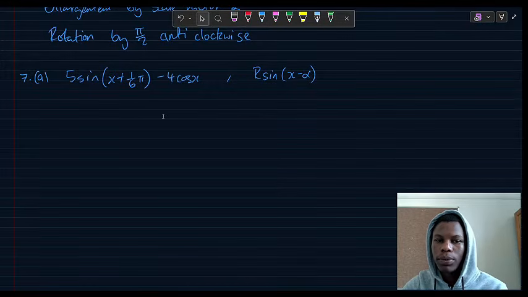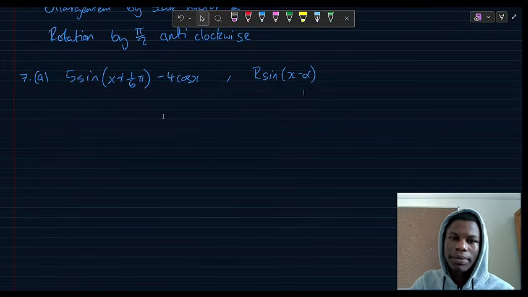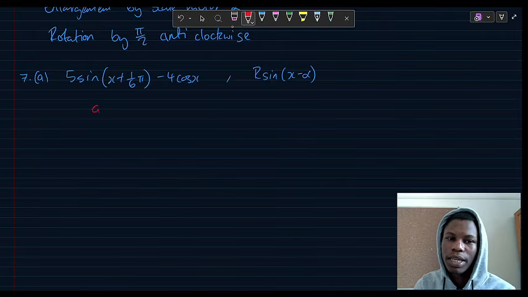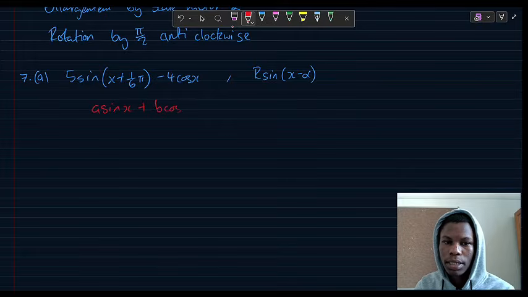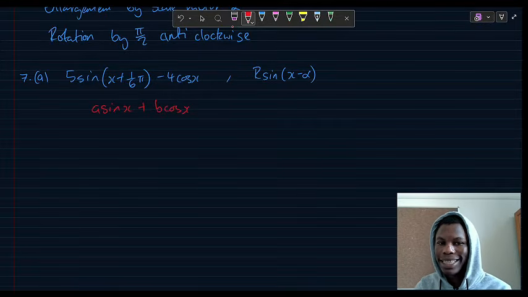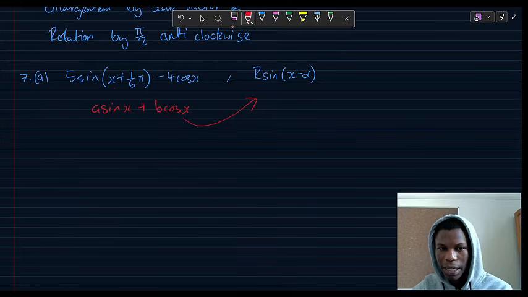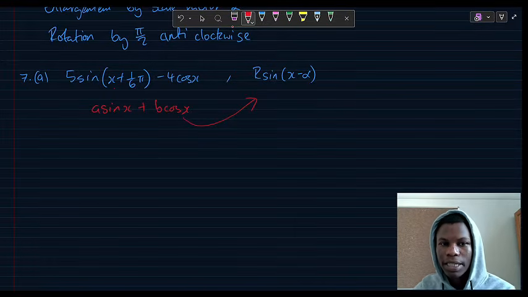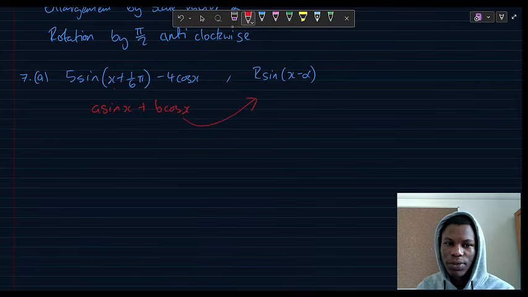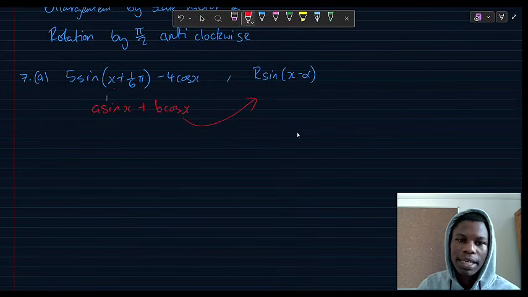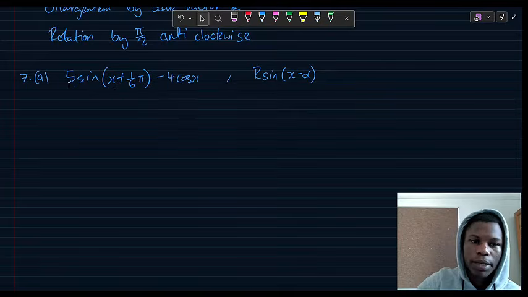So for us to be able to do this, we need this equation to be in the form a sine x plus b cos x. Once we have it in this form, then we can convert it to the r sine form. That means I need to expand this, because I can't have a compound angle to use the r sine form. I first need to apply a compound angle formula for sine to simplify it into the form a sine x plus b cos x. Then we can come back to the r sine idea.